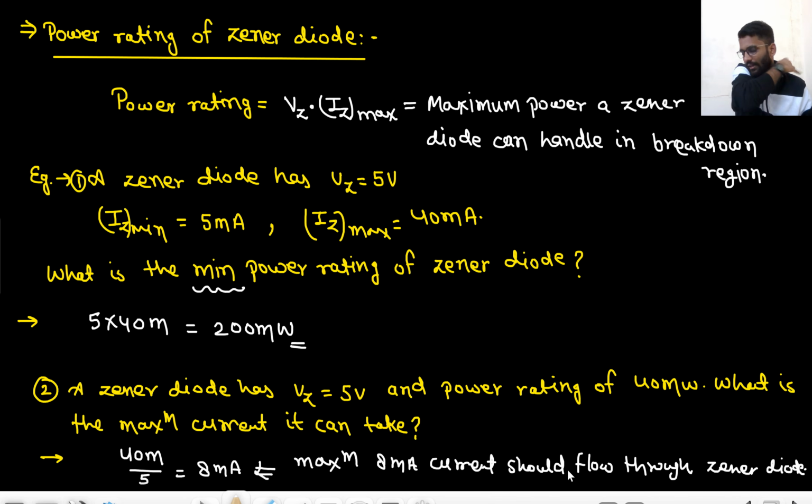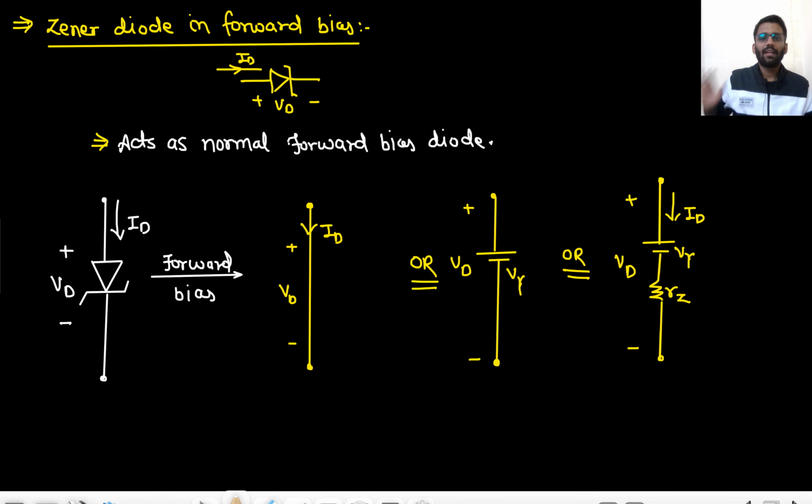And what is the meaning of power rating? Power rating means the maximum power it can dissipate. Now on the Zener diode, if it is written that your power rating is 40 milliwatt and your VZ is 5 volt, that means it will give you a 5 volt constant voltage. Now only 8 milliampere current should flow through it. If the current is more than 8 milliampere, the Zener diode will burn out. So this is the complete concept.